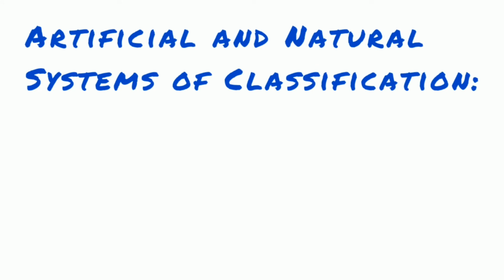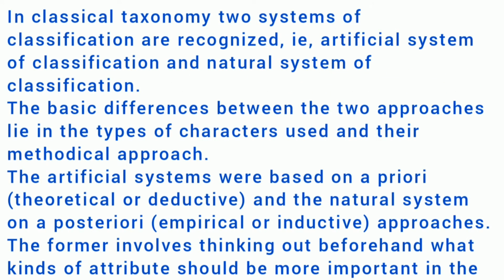Artificial and natural systems of classification. In classical taxonomy, two systems of classification are recognized, i.e., the artificial system of classification and the natural system of classification. The basic differences between the two approaches lie in the types of characters used in their methodical approach.